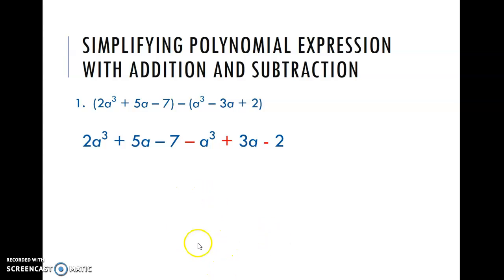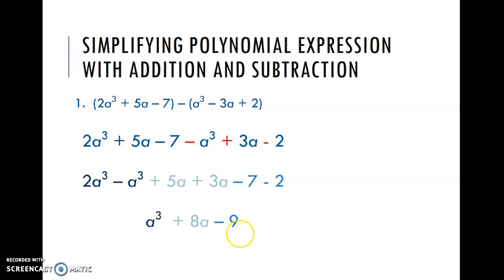Now we're going to group like terms. So I'm going to group the a cubed to the a cubed, the a's to the a's, and the numbers to the numbers. So that gives me 2a cubed minus a cubed plus 5a plus 3a minus 7 minus 2. So that leaves a cubed plus 8a minus 9 once we combine like terms.